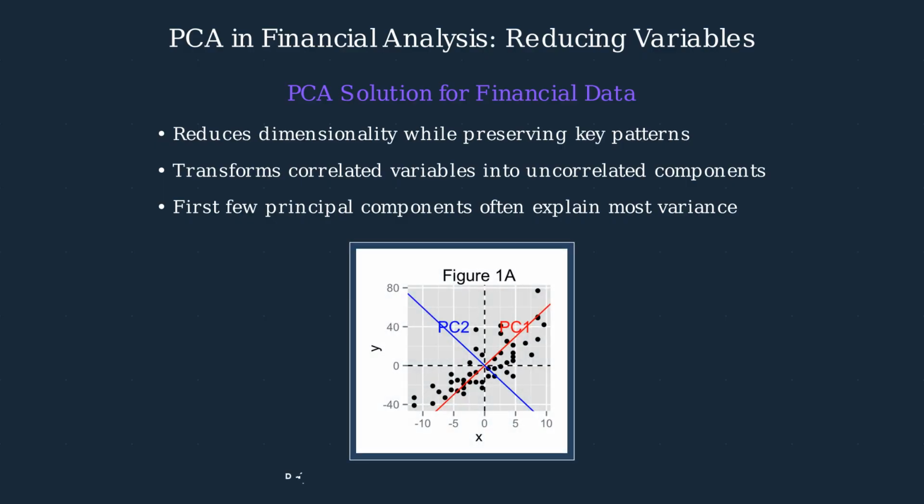Here we can see how PCA identifies the principal directions of variance in the data. The red line represents the first principal component, capturing the main trend, while the blue line shows the second principal component, orthogonal to the first.